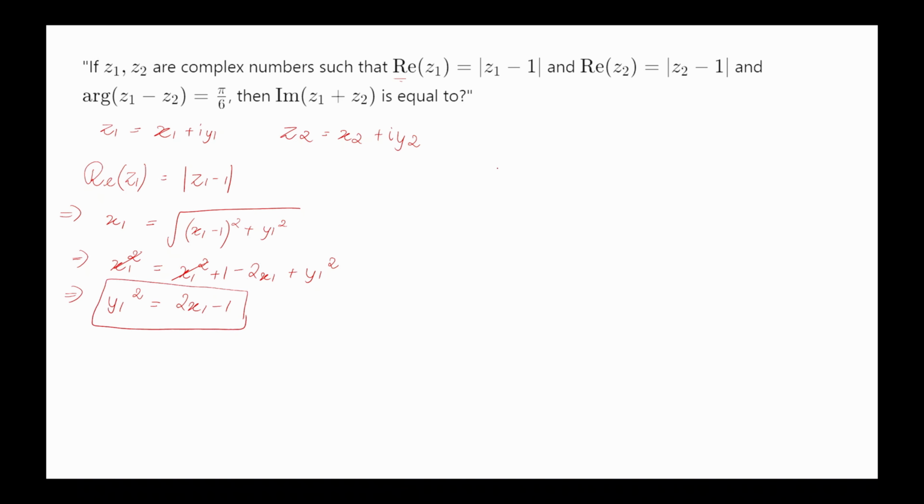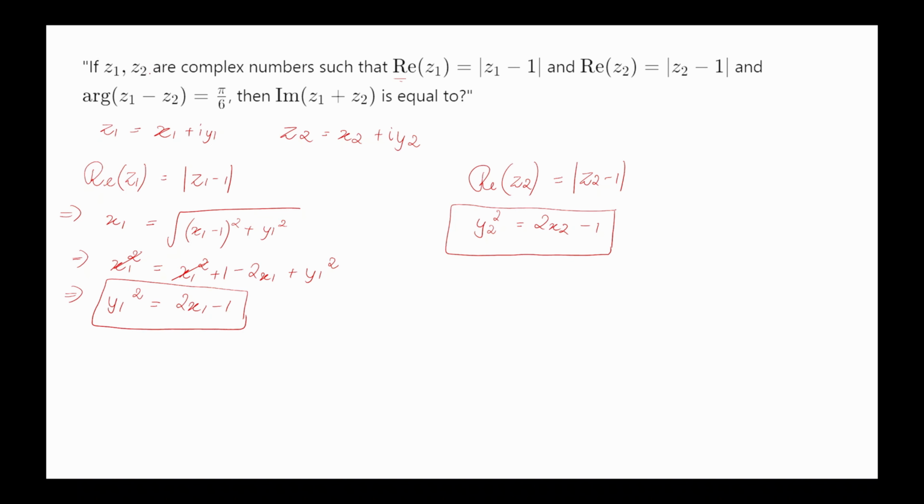Now let me solve for the other equation they've given us. For the other equation, they've given us the same thing: real part of z2 is equal to modulus of z2 minus 1. So of course I'm going to get the same thing, so I can directly write it down. y2 square is equal to 2x2 minus 1. So this is what I'm going to get from here as well.